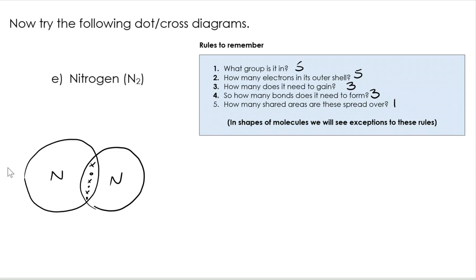It's a triple bond. The nitrogens have each got 2 electrons left to go on their outer shell. This nitrogen has got 2, 4, 6, 8 electrons on the outer shell. This nitrogen, 2, 4, 6, 8 electrons on the outer shell.